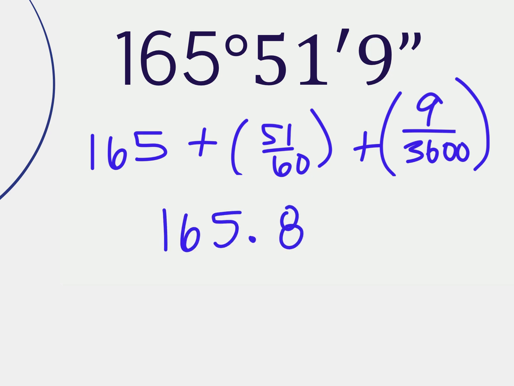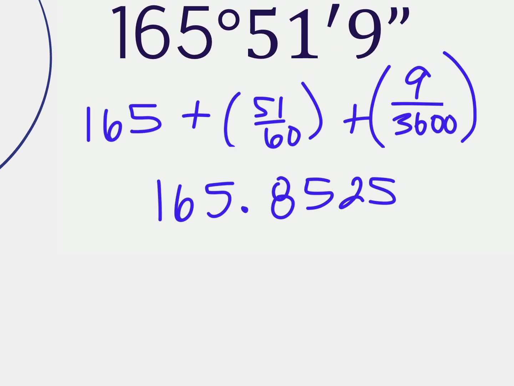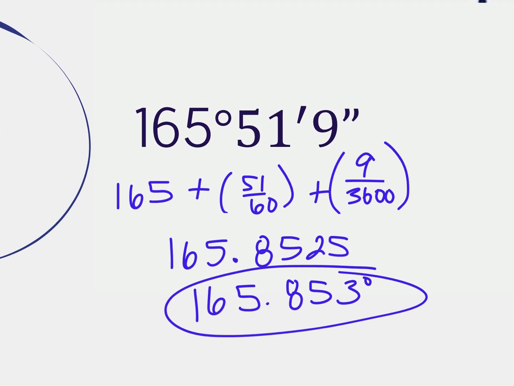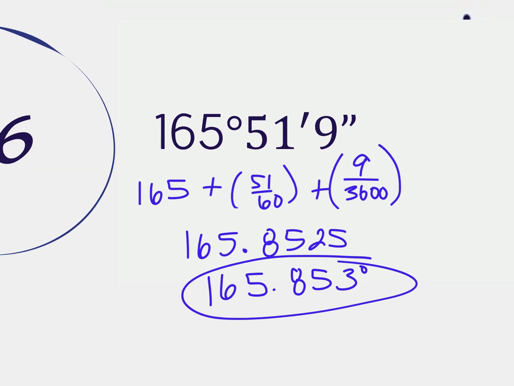Okay, 165.8525, right? So if you are asked to round this to 3 decimals, boys, come on. If you're asked to round this to 3 decimals, it's 165.85 what? Perfect. And I have my little degree symbol. All right, you guys all right?